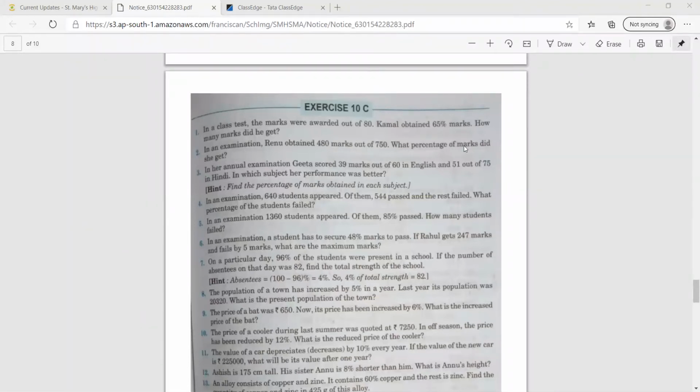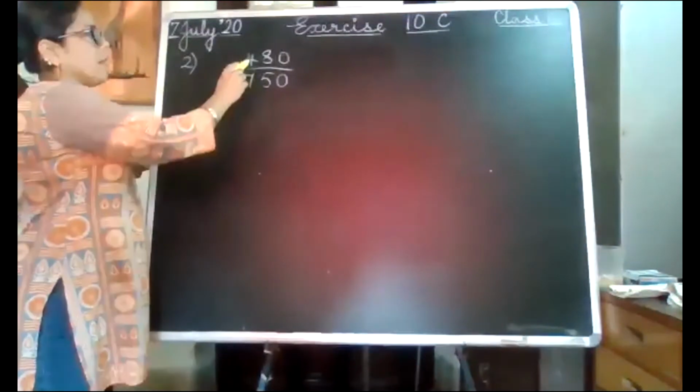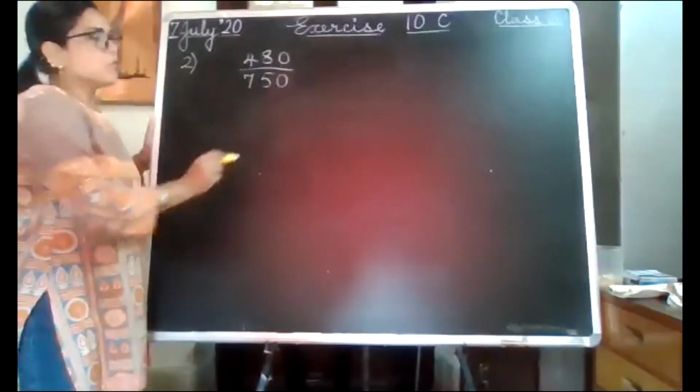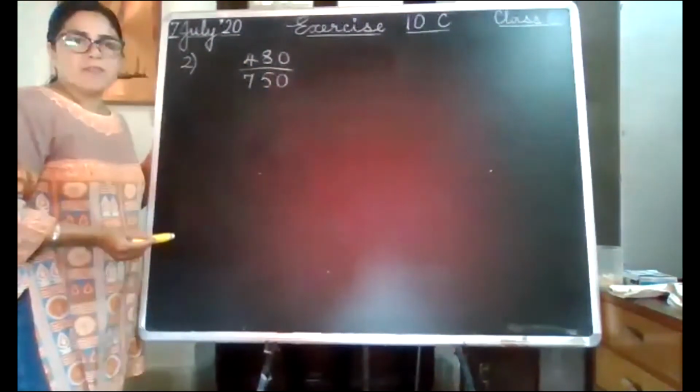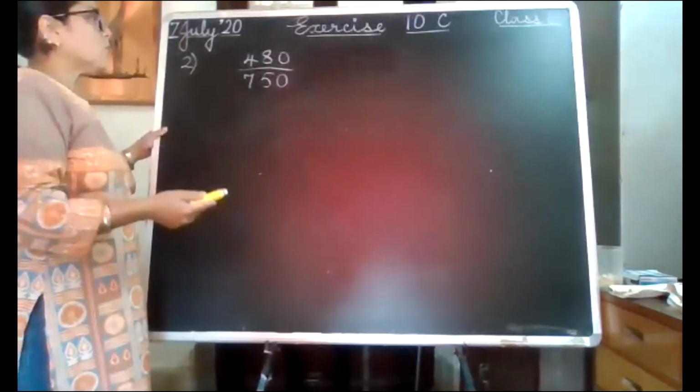So here we have to find out the percentage. We know to find out the percentage, we have to multiply by 100. So first of all, we need to write this as a proper number, as a fraction. In this question, Renu is getting 480 marks and the total exam was out of 750. We need to find out what percentage she scored in this exam.